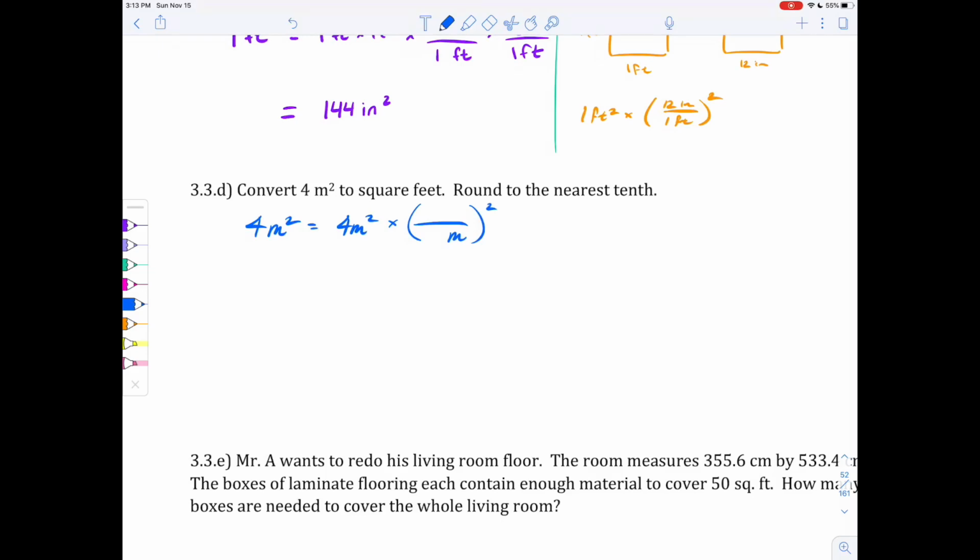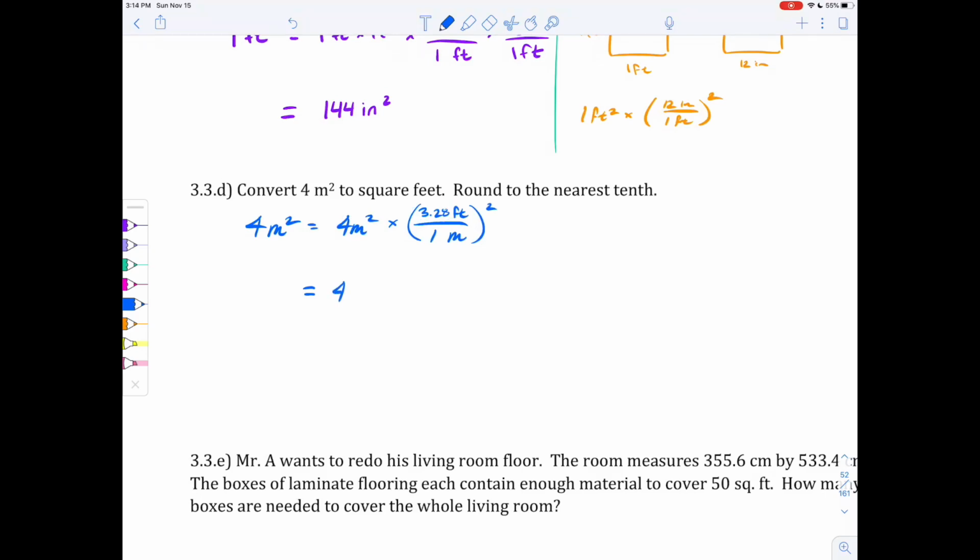Conversion rate wise, according to the formula sheet, 1 meter is the same as 3.28 feet. What does that get us as a result? So if we have 4 being multiplied by 3.28 and then multiplied by 3.28, you can punch that into your calculator if you want. And you get an answer.